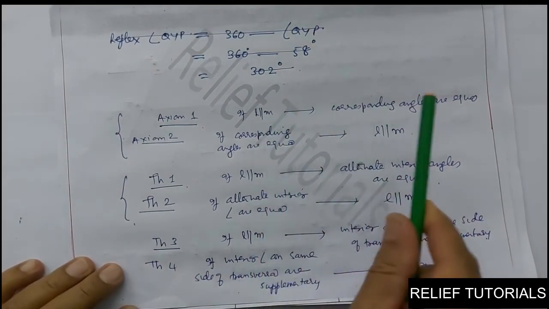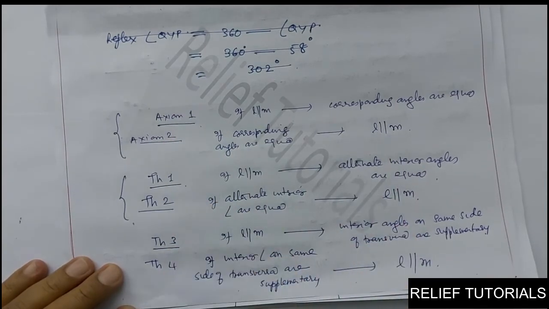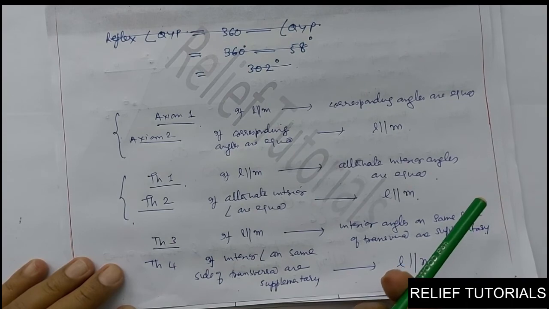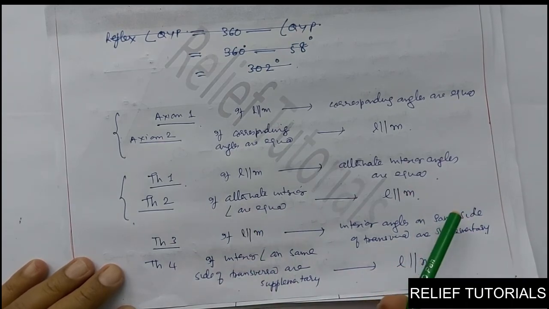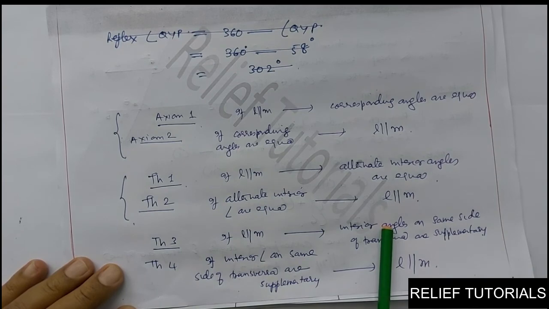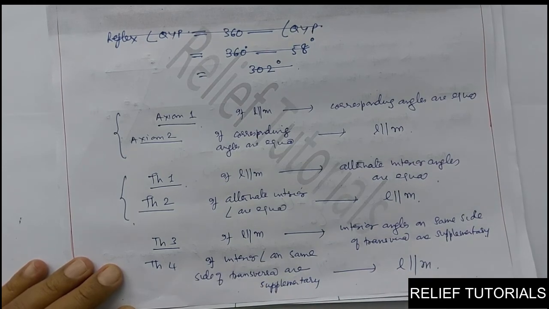See, hold the moral of the story you got here. If lines are parallel, corresponding angles are equal. If corresponding angles are equal, lines are parallel. Axiom 1 and Axiom 2. Theorem 1 and 2: If lines are parallel, alternate angles are equal. If alternate angles are equal, lines are parallel. If lines are parallel, interior angles on the same side of the transversal are supplementary. If interior angles on the same side of the transversal are supplementary, lines are parallel. Clear?